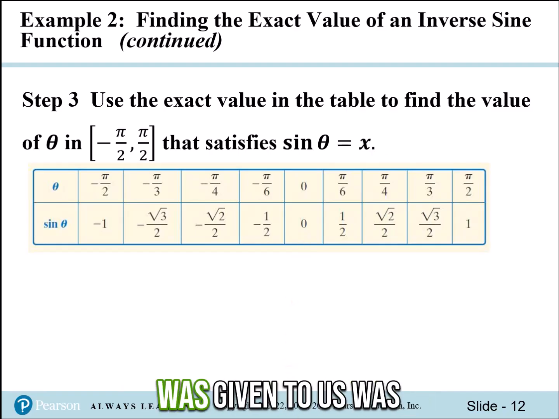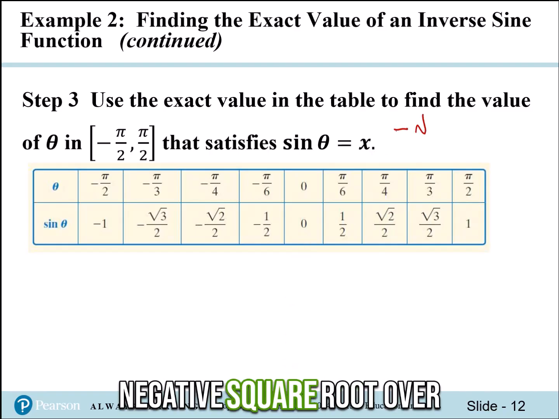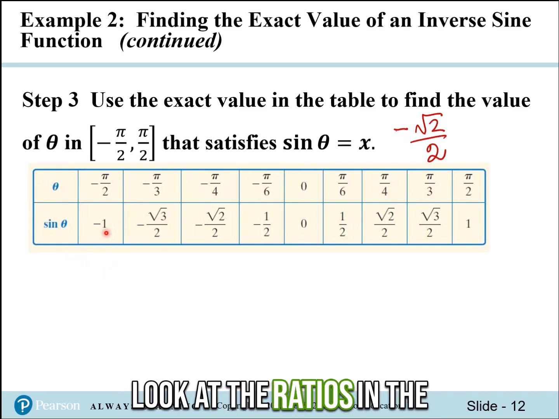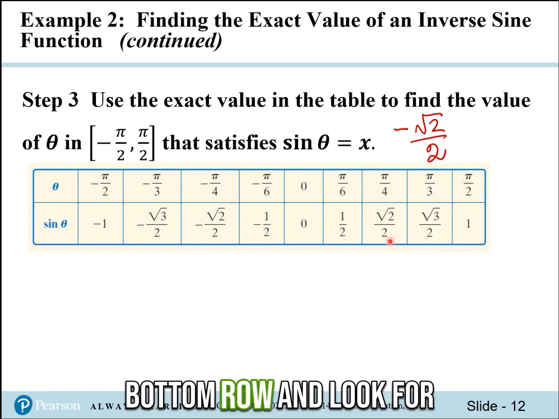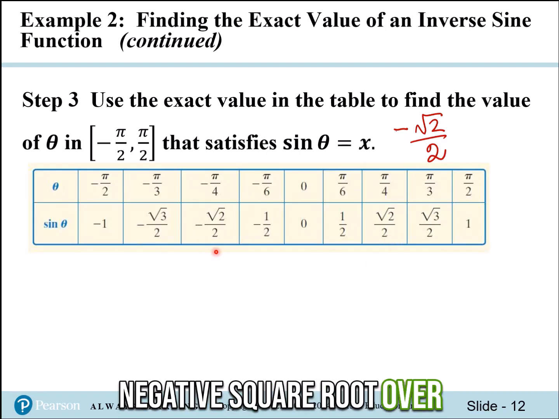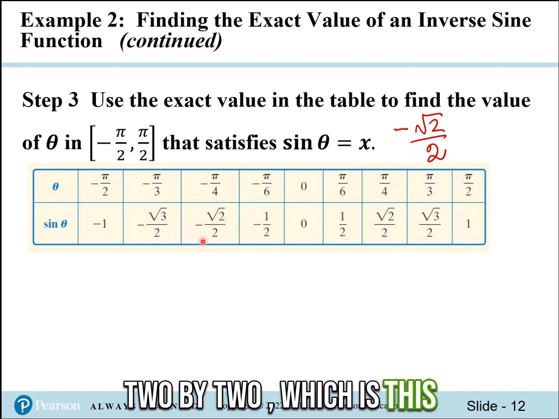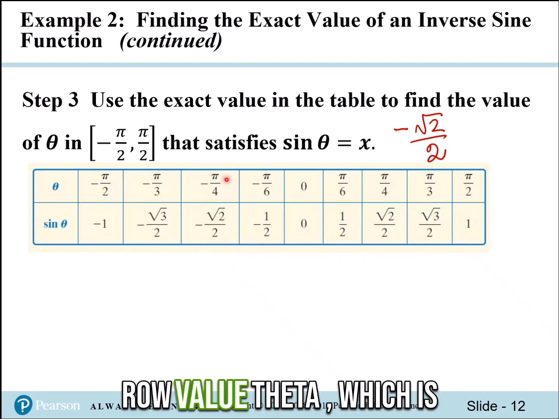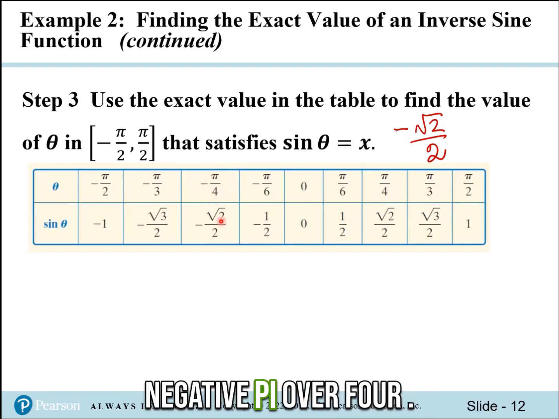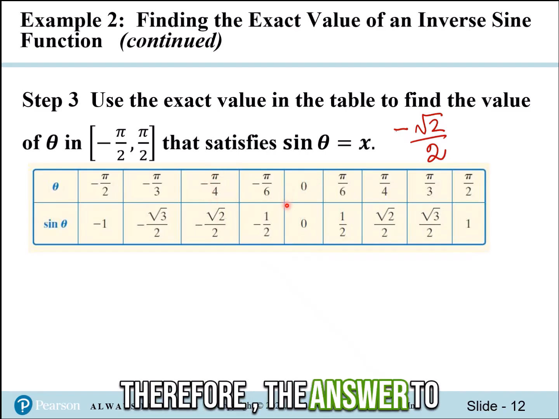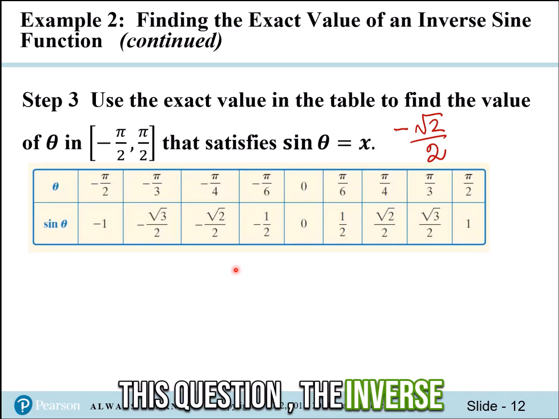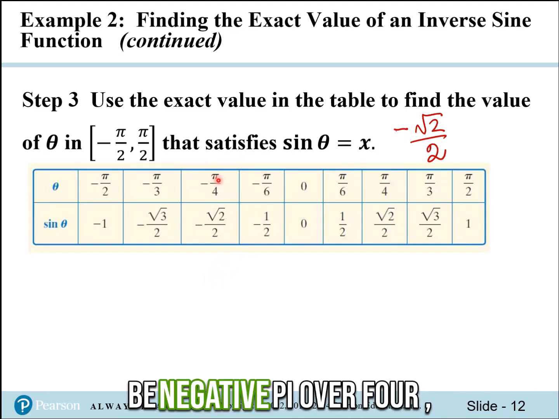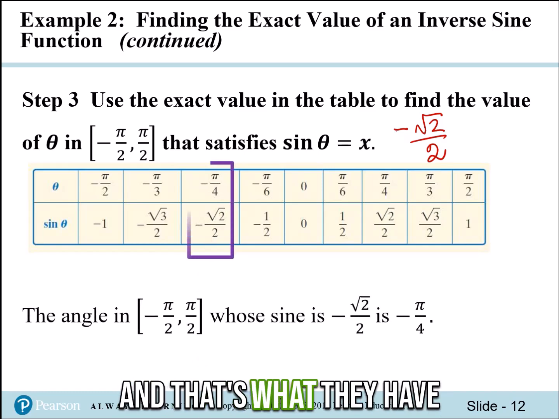So x that was given to us was negative square root of 2 divided by 2. So we look at the ratios in the bottom row and look for negative square root of 2 by 2, which is this value here, and then check the corresponding upper row value, theta, which is negative pi over 4. Therefore, the answer to this question, the inverse sine of negative square root of 2 by 2, will be negative pi over 4. And that's what they have here.